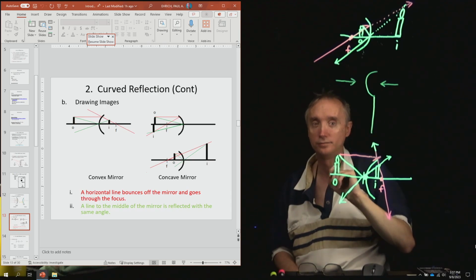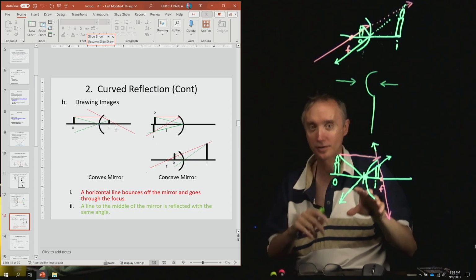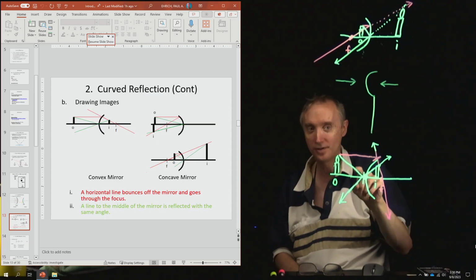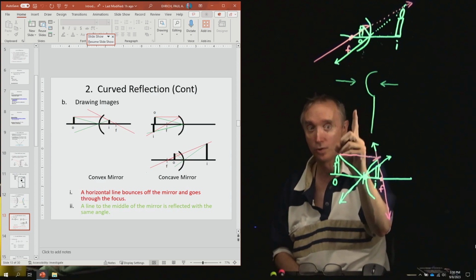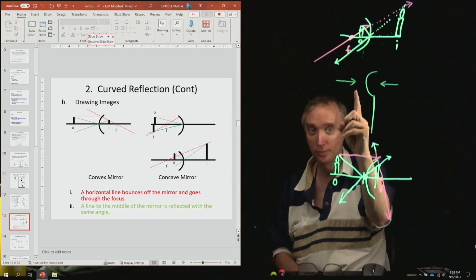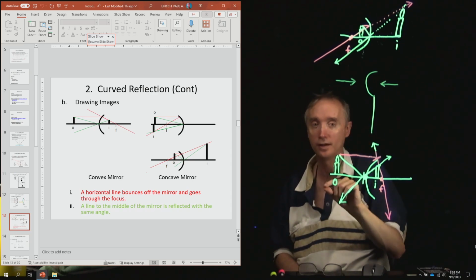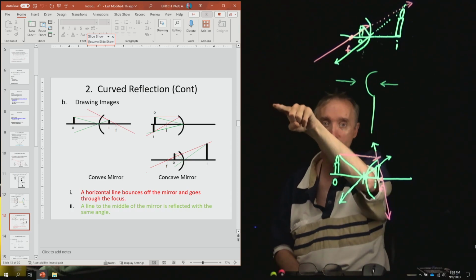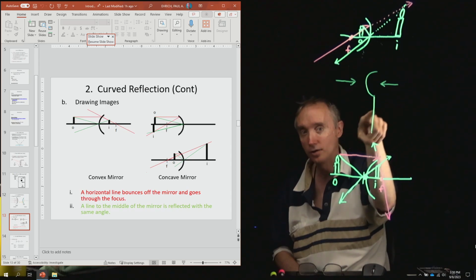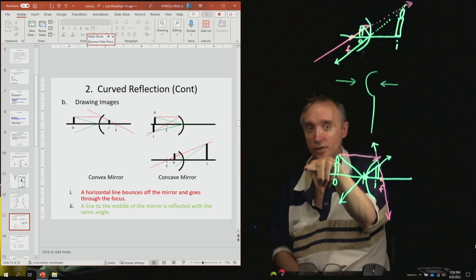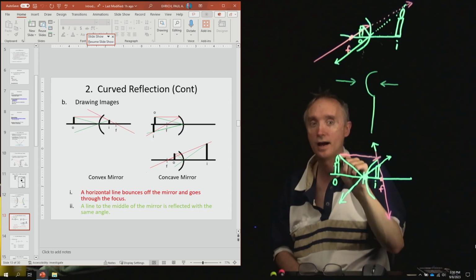Okay? Now, I will leave it up to you to make the picture. So this time it's going to be the picture that's on the right-hand side, and it's the one that's on the top. But look at the red line and look at the green line. So the red line starts off being parallel. It then bounces off the mirror and it goes through the focus. Do you notice that the object is located where?